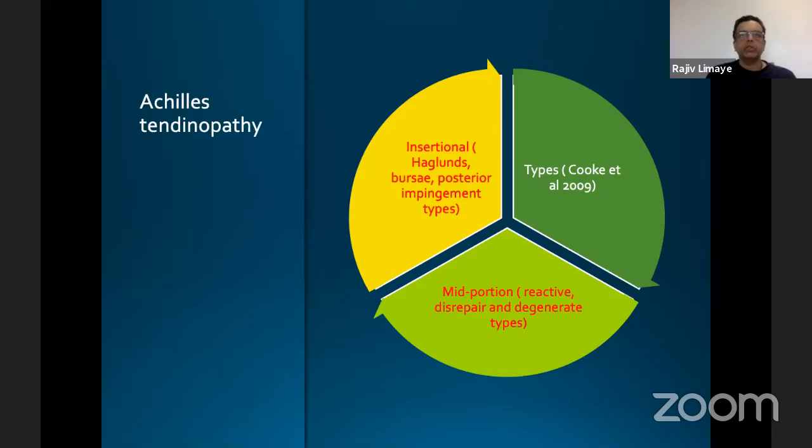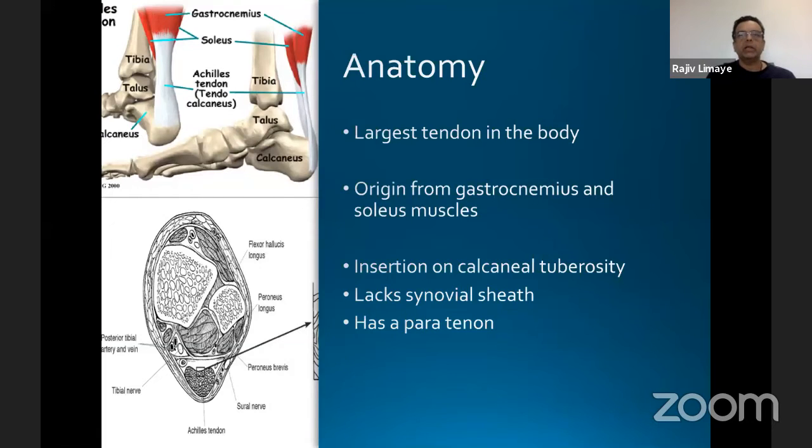Moving on to the next one, which is important again from the exam perspective, is Achilles tendinopathy. It can be divided into insertional variety or mid-portion variety. The classification was given by Cook, and this is a very important classification to remember to find out the exact location of the problem and the treatment associated with it. It's the longest and largest tendon in the body. It forms the origin from gastrocnemius and soleus, and it has an insertion on the calcaneal tuberosity. As we're aware, it lacks the synovial sheath, but has a paratenon.